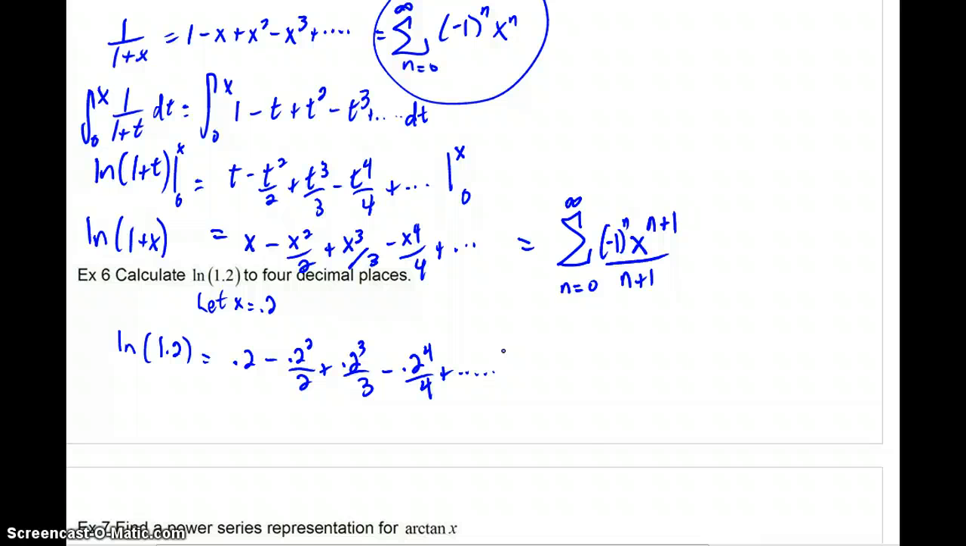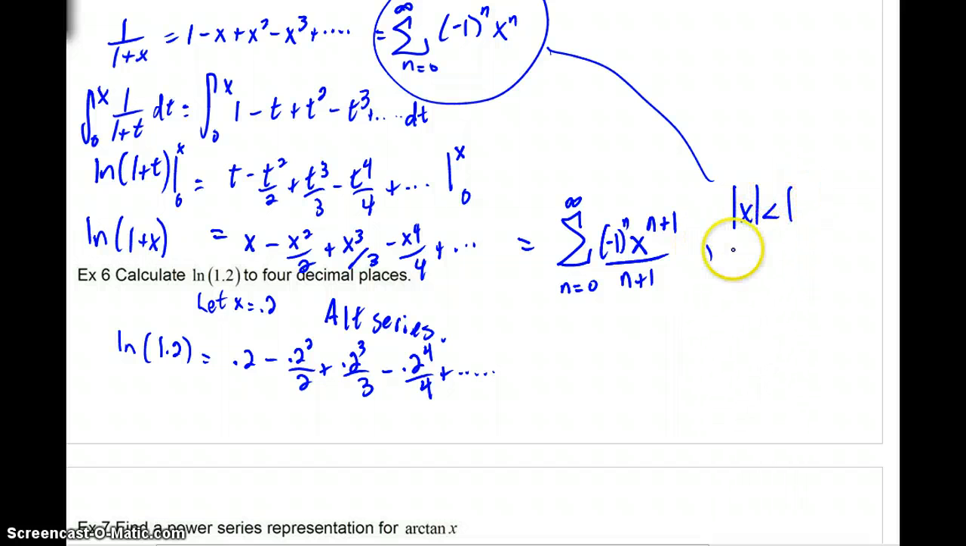4 decimal place accuracy. Well, this is an alternating series. Just as before, we know that up above we knew that we'd be having this series for x less than 1 in absolute value. It's still true. We would have to address endpoints, but we're not even getting into that at this moment.